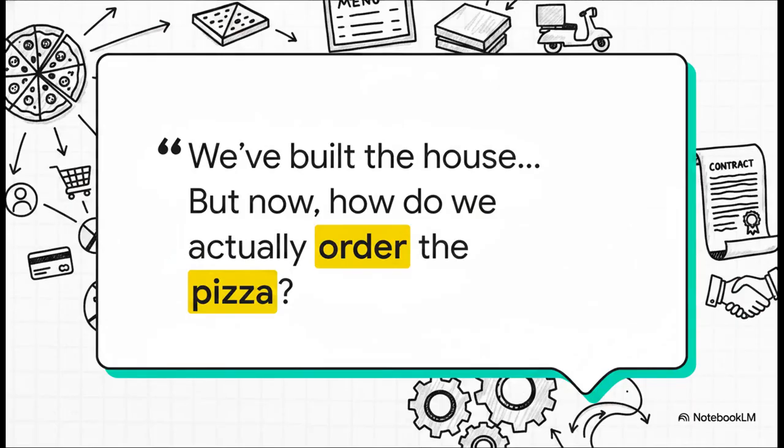Exactly. We need a shared language, right? A menu that everybody can read, a set of rules that both you and the pizza place understand. We need a contract. And that brings us to Chapter 5, APIs, Application Programming Interfaces. This is how the web actually works.